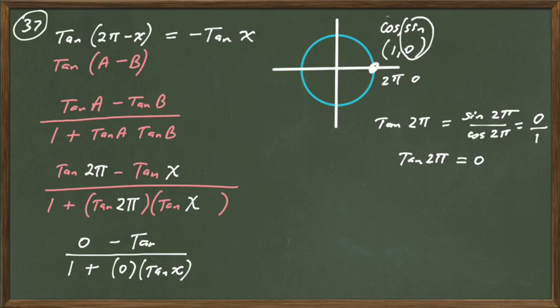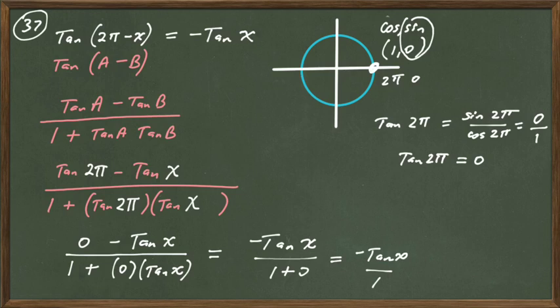And I have this. So that makes this a negative tangent x over 1 plus 0, which is negative tangent x over 1, or negative tangent x. And now we should match what we had.